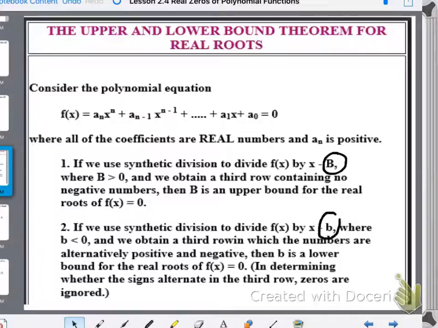Now for the lower bound, we divide f of x by x minus b, where b is negative. This time b is negative, and in our third row the numbers are alternately positive and negative. It goes positive, negative, or negative, positive; it just alternates signs. Then b is a lower bound for the real roots, which means there are no real roots smaller than that b term, okay? Now, in determining whether the signs alternate in the third row, zeros are ignored.